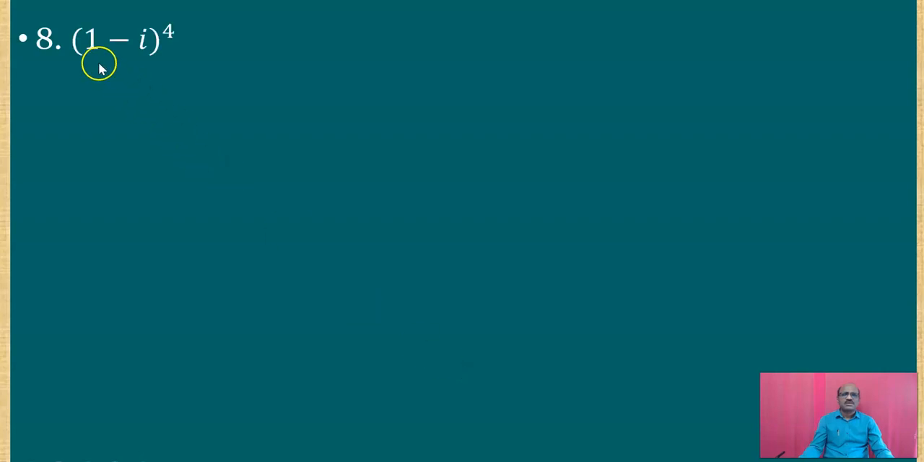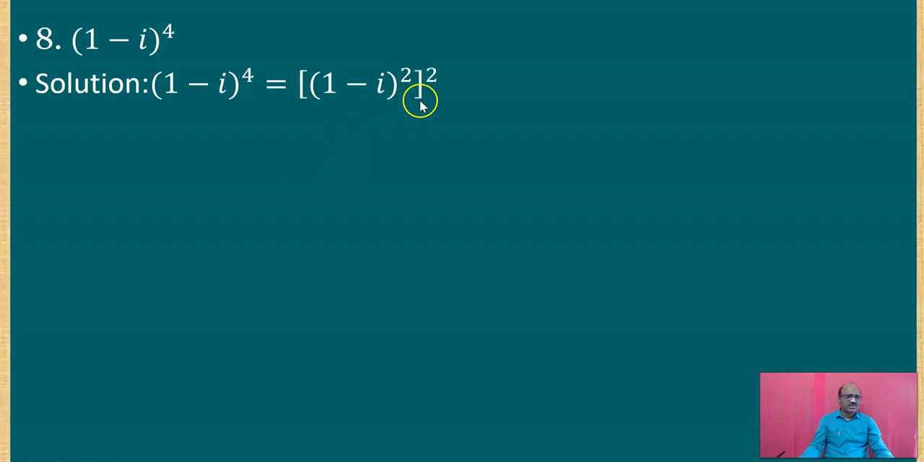Next example: (1 − i)^4. The solution is: as it is raised to 4, we will simplify (1 − i) squared, which is a square bracket, and again squared, by using the law of indices. Now expand this: (a − b)^2, that is 1² + i² − 2i. I² is −1, and +1 and −1 get cancelled. You will get (−2i)^2.